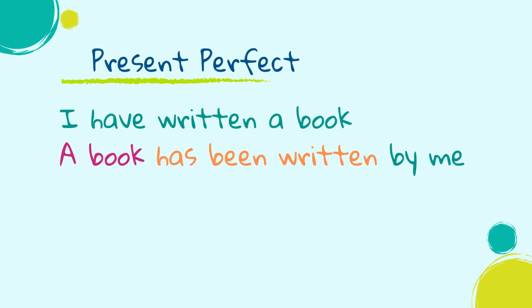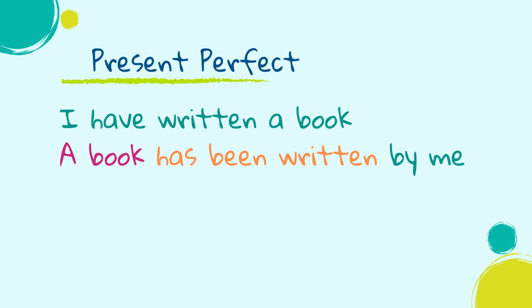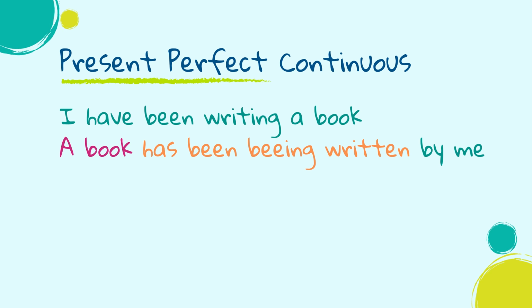Now let's take a look at the combination between perfect and continuous. Now we have present perfect continuous. The sentence is, I have been writing a book. The difference is that in the present perfect, there is no indication of progressive. There's no ing. While in the present perfect continuous, there is continuous and there is ing right here to indicate the continuous. So I have been writing a book.